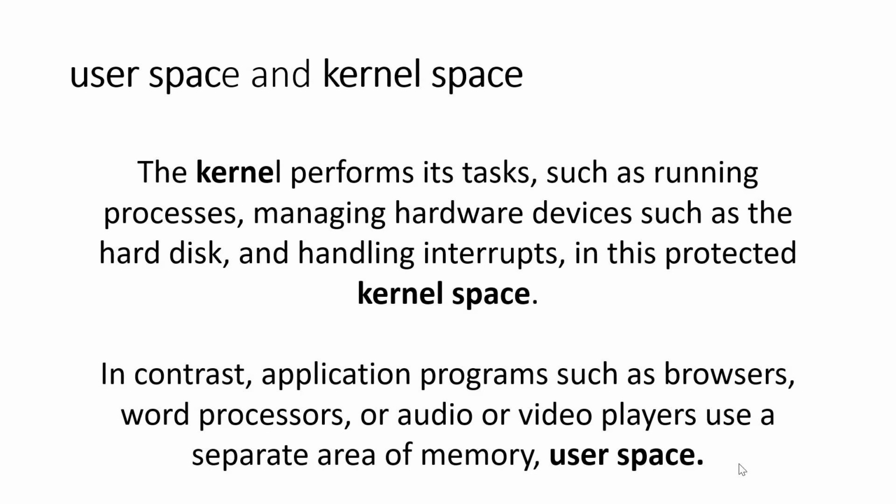In contrast, application programs such as browsers, word processors, and audio and video players use a separate area of memory called user space. So whatever memory you assign, the virtual memory, is divided into two parts: kernel space and user space. In kernel space virtual memory, all the kernel-related programs are running, and in user space virtual memory, all the user-related applications. So these are two virtual memory spaces. Are you understanding, all of you?